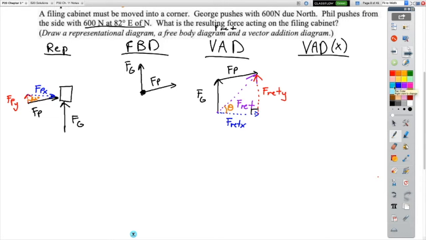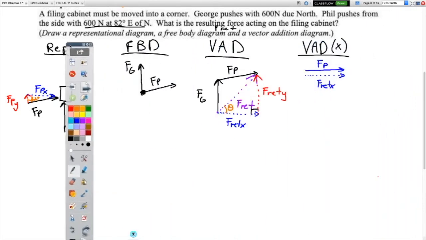Well, F net X, did F_G contribute anything to F net X? Is any of this sideways force because of George? When we look back, no, we see that the only thing with an X component here is Phil. So what is F net X? Well, here's F of Phil, and there we go. That's a vector addition in the X axis. We're adding up all the X components. So there's F net X, and it just so happens to be the same as the force of Phil, which we might have figured by looking at the scenario anyway.